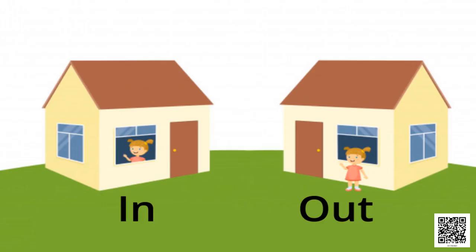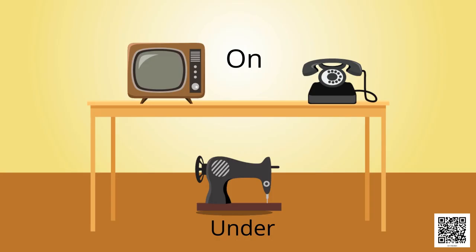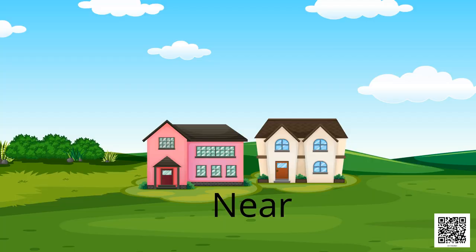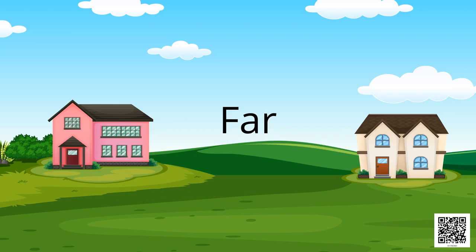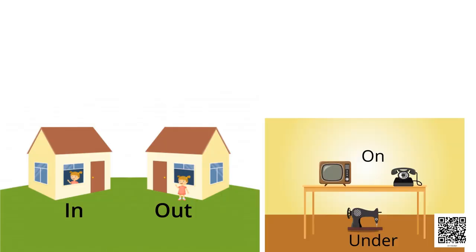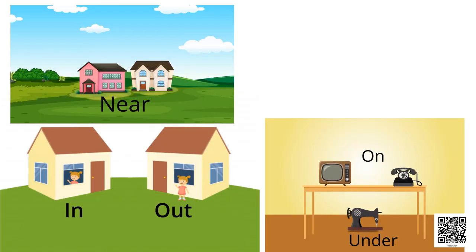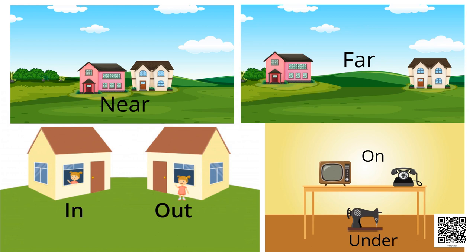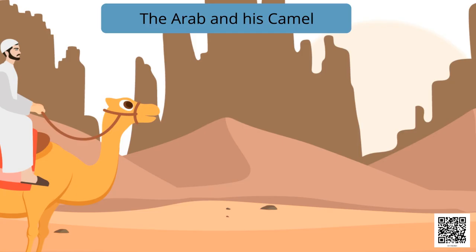You go in and out of your home. You place the thing placed on the table or above or under it. Some of your friends' houses are either near or far from your house. So children, just now we talked of different places in our sentences, like in and out, on and under, near or far. So why not I tell you an interesting story?